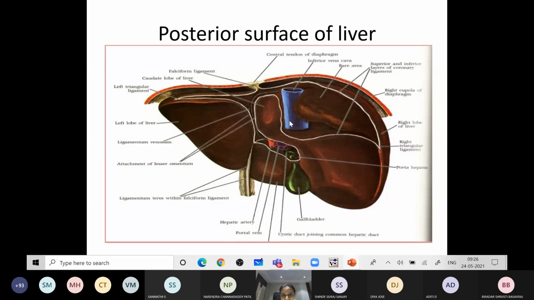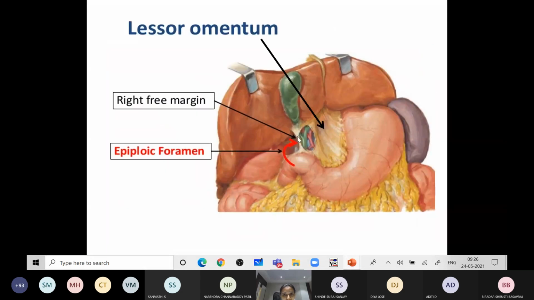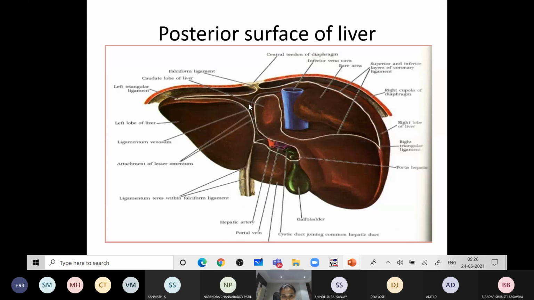This is the posterior surface of the liver. The upper attachment of the lesser omentum is L-shaped. It has a horizontal limb and a vertical limb. This is the horizontal limb. It covers around the porta hepatis. Porta hepatis is a transverse fissure through which structures enter or leave the liver, like the hilum. Porta hepatis is the hilum of the liver, through which the hepatic artery, portal vein and bile duct either enter or leave the liver.